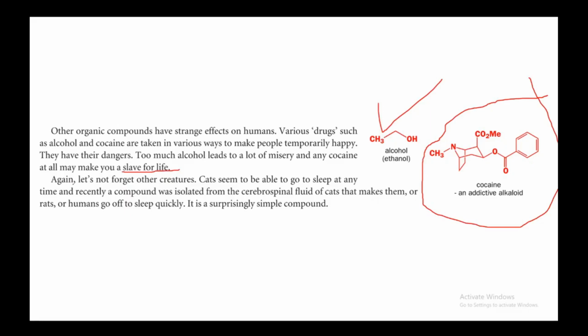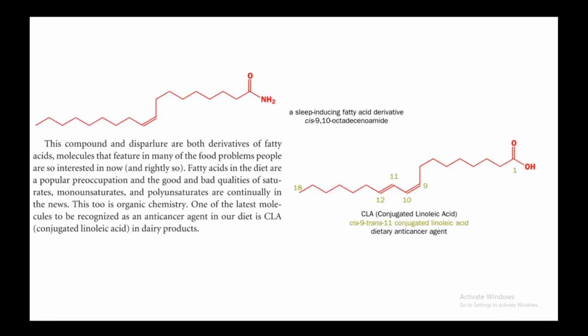Again, let's not forget other creatures. Cats seem to be able to go to sleep at any time, and recently a compound was isolated from the cerebrospinal fluid of cats that makes them, or rats or humans, go off to sleep quickly. It is a surprisingly simple compound. That is this one, a sleep-inducing fatty acid derivative, cis-9,10-octadecenamide. This is the compound responsible for the sleep in cats.